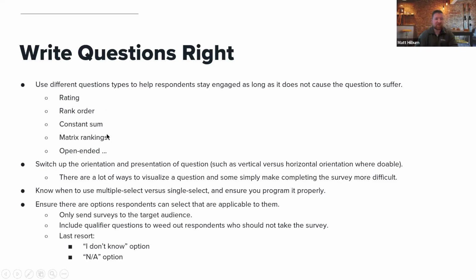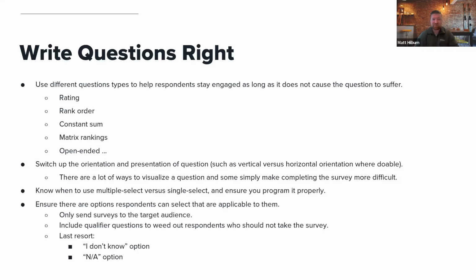Okay, try to mix it up with different kinds of questions, though your questions are likely going to be very important to be written in a certain way. So you hopefully can find some ways to mix it up. Visually, switch up the orientation and the presentation of the questions. If it's just a yes or no, maybe make it a horizontal yes or no rather than a vertical.